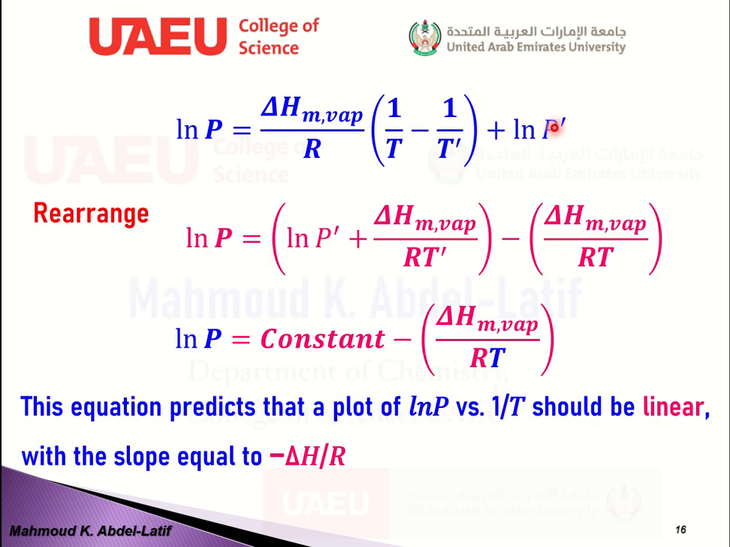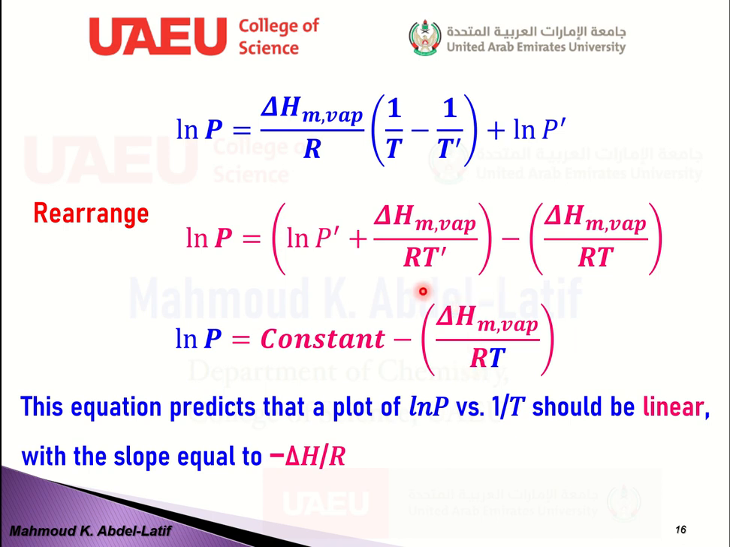In this equation, this term is constant, and all the parameters or variables in this term are also constant, so you can collect them in one constant. It will be this one minus delta H, the molar delta H of vaporization, divided by RT. So if you plot a relationship between ln p and 1 over t, you get a straight line with a negative slope, and the slope will be delta H divided by R.